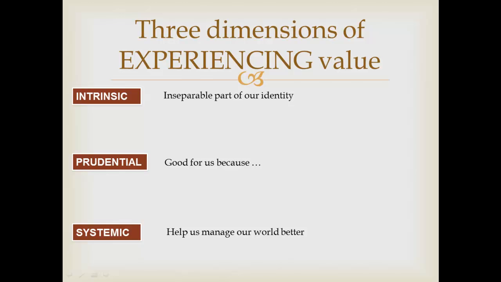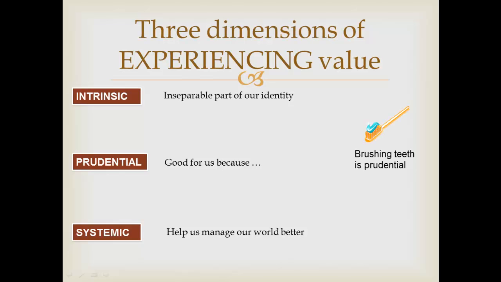Intrinsic values tend to be an inseparable part of our identity. We can't tell where this value begins and ends. It's just a part of who we are. Prudential values are good for us because of some story we have to tell about it. So we can justify prudential values. In fact, that's a good test. If we can justify it, it's likely a prudential value. Systemic values are artificial. They have been created by us to help manage our world better.